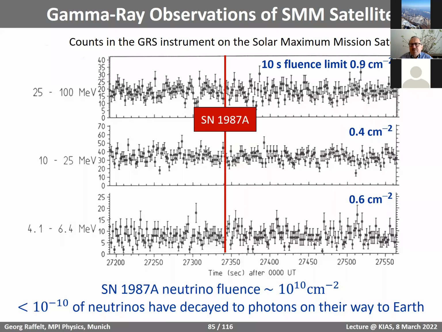So in supernova 1987A, there was a gamma ray satellite called the Solar Maximum Mission up there, and at the time of the neutrino burst, there was no change in the counting rates of the gamma rays in different detection channels of the instrument. And so, because there was no excess count after the neutrino burst, this provides limits on possible radiative decay of neutrinos or ALPs emitted from the supernova core.